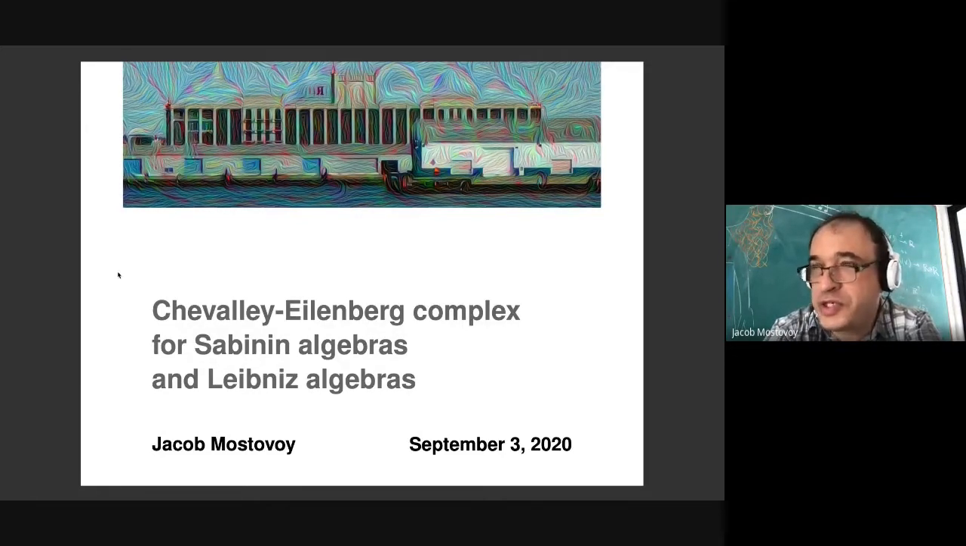Now, understanding cohomology is difficult because there are so many versions of it. So, for instance, there are very many flavors of Sabinin algebras, and in principle, each of these flavors can have a specialized cohomology theory. So, one of the paths to cohomology is via the Chevalley-Eilenberg complex, and it turns out that it's a geometric object in its own right. So I'll try to focus on the Chevalley-Eilenberg complex rather than cohomology.